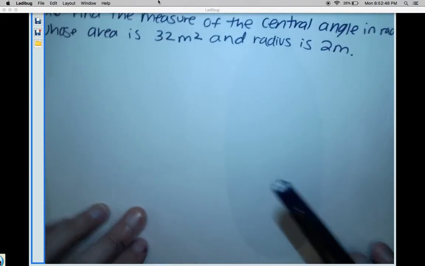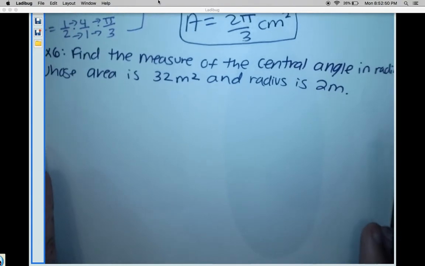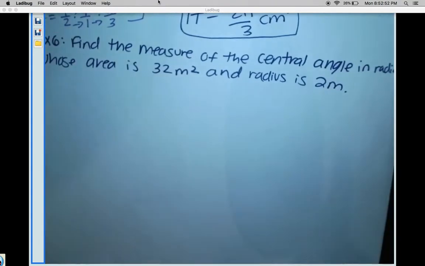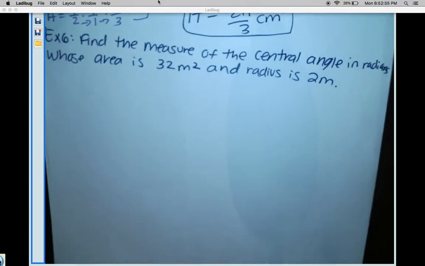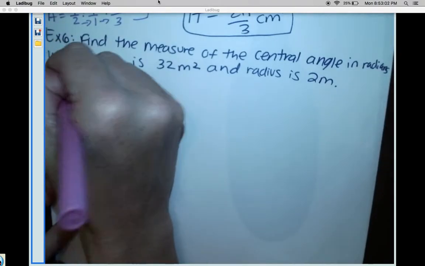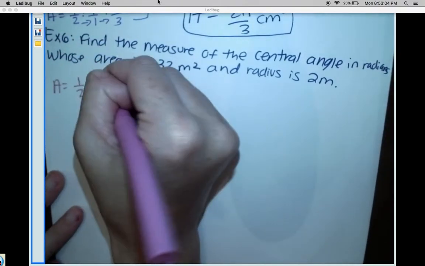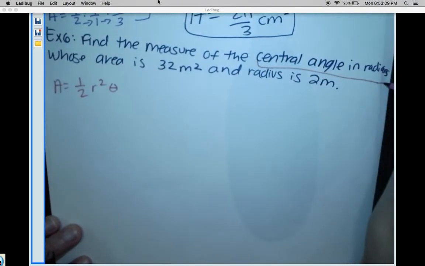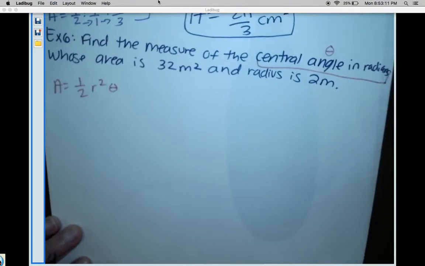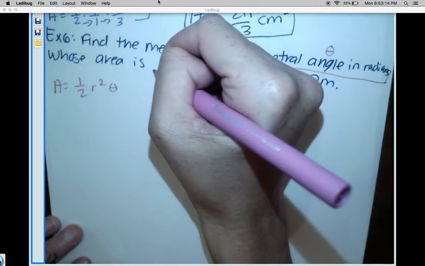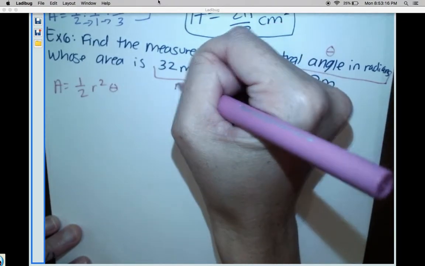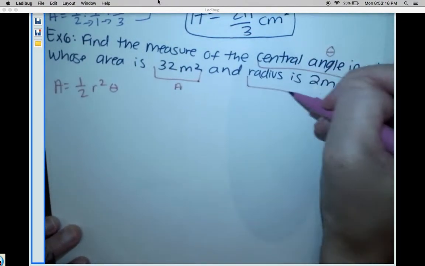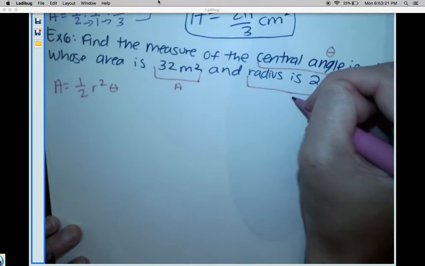We're going to use that to help us find the central angle, which is not going to be as straightforward because we're not solving for area this time. We're solving for the central angle, which is theta. So we have area equals 1/2 r squared theta. We want to find the central angle in radians, which is theta. The area is 32 meters squared, so that's our area, and the radius is 2, so this is our r.